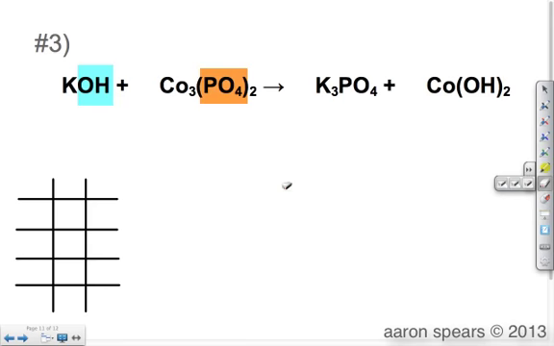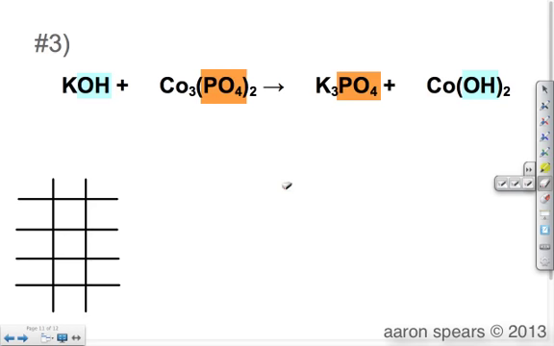Another thing that the student will notice is that these polyatomic ions stay intact from the reactant to the product side. And what I mean is hydroxide is not getting broken up into individual oxygen and hydrogen atoms. And the phosphate ion is not getting broken up into individual pieces. Each of these polyatomic ions is maintained throughout the course of the reaction. The only thing that's different is what they're bonded with.